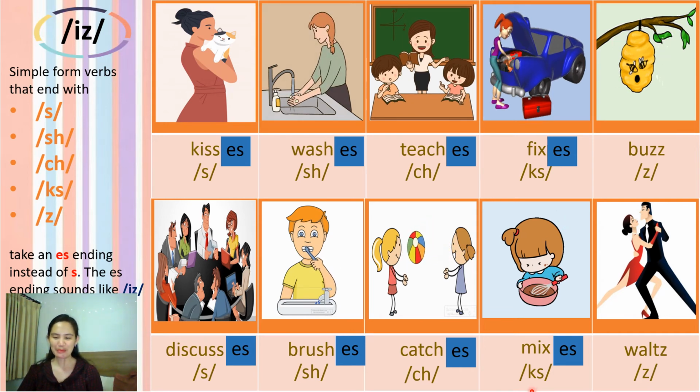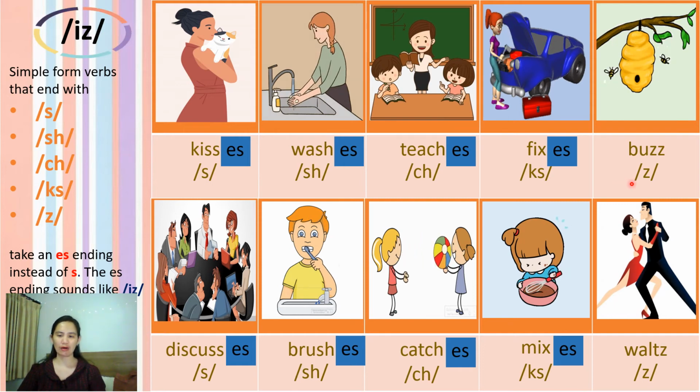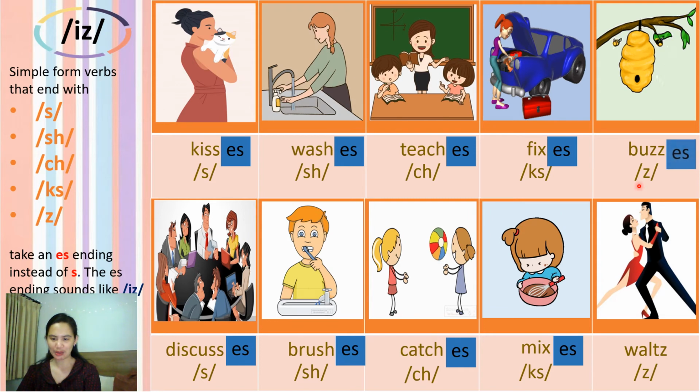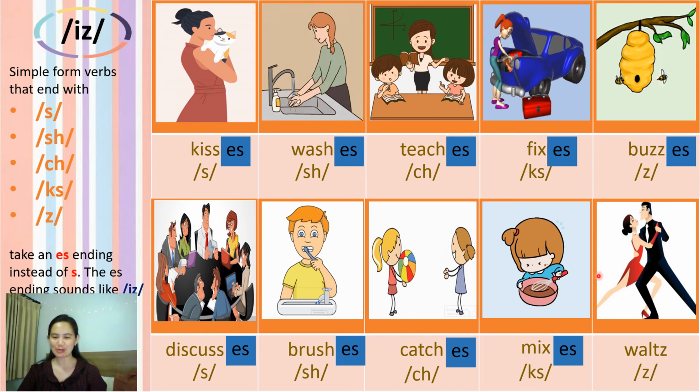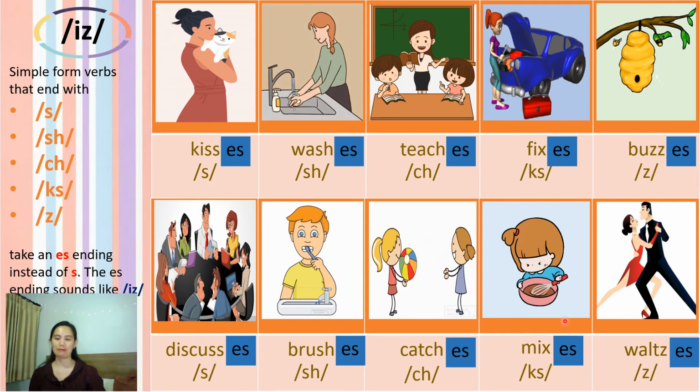Again, mixes. Next word, buzz. Buzz. The sound of Z is at the end of the simple form of verb buzz. Let's put es at the end, so you're gonna read the word as buzzes. Okay, so let's go to the last word. We have wolves. Wolves. So let's add es at the end to make it into a simple present tense. So we're gonna read the word as wolves.